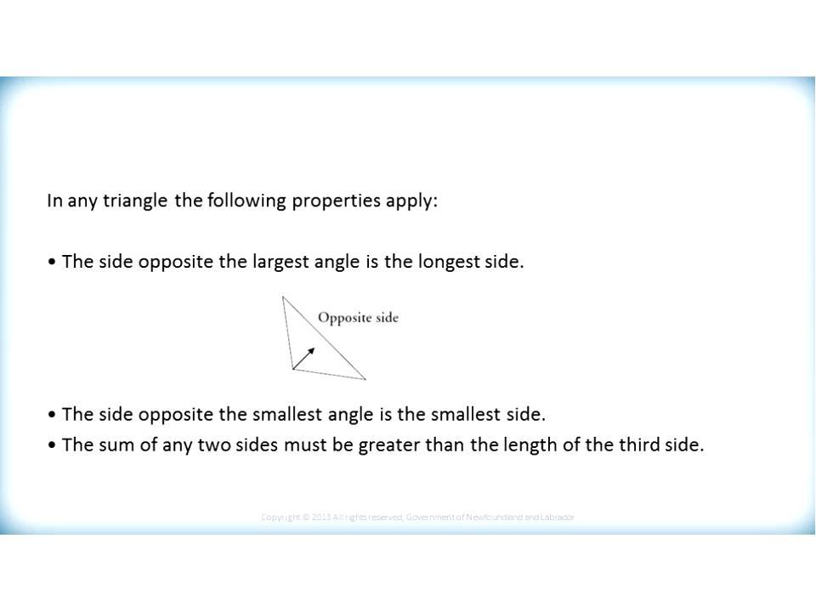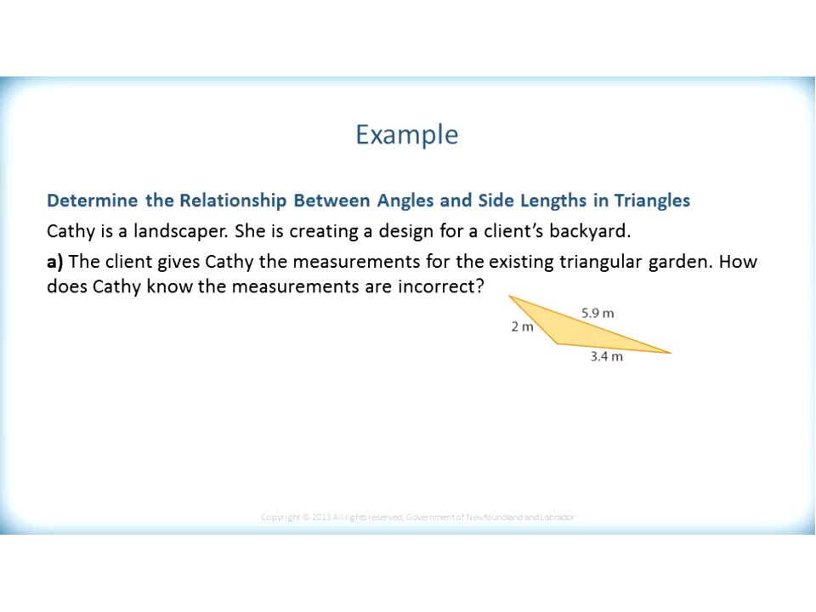So once again, that side opposite the largest angle is the longest side. Side opposite the smallest angle is the smallest side. And thirdly, the sum of any two sides must be greater than the length of the third side. Well, we don't know anything about the angles right now in our diagram, so the first two properties are not going to be of much use to us right now. But the third one says that any two sides in a triangle added together must be larger than the third side.